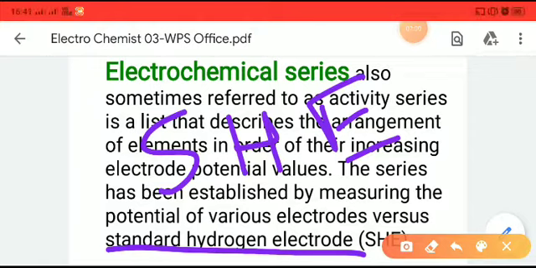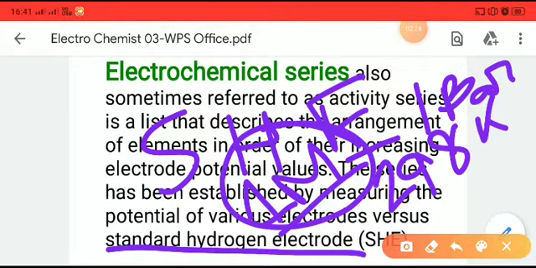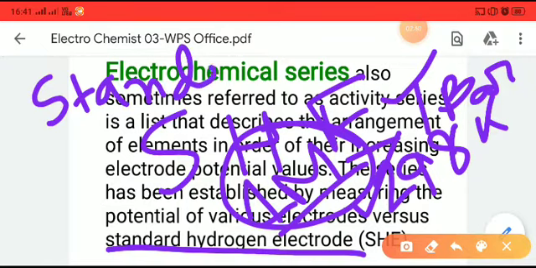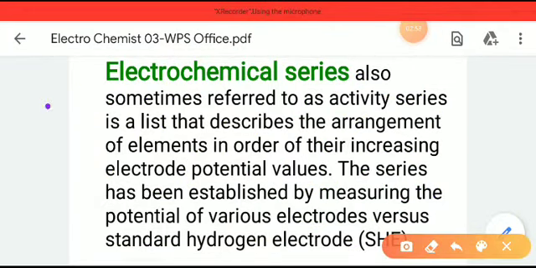Remember what happens for a standard electrode: the electrode potential is taken in the standard condition, that is 1 bar pressure, 298 Kelvin temperature, and the electrolytic solution should be 1 molar in concentration. If in that standard condition we take the electrode potential, then that electrode potential is known as the standard electrode potential, and it is represented as E0.